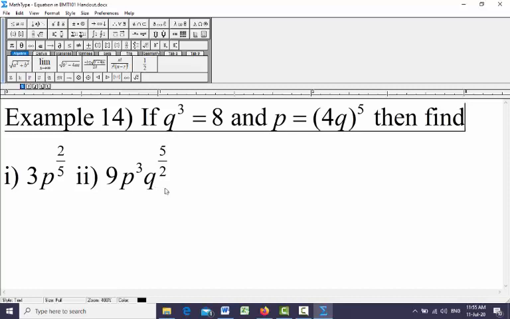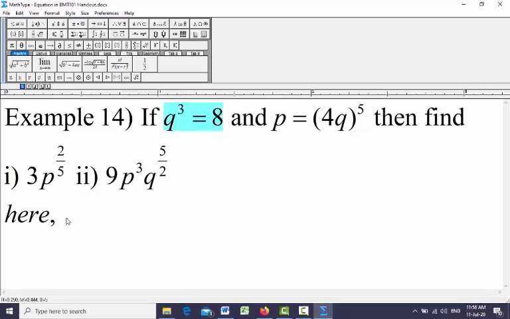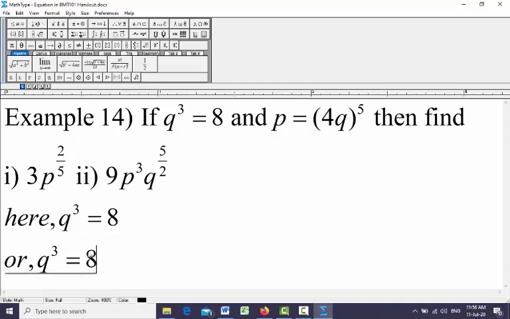Right. So first of all, here we have Q cube is equal to 8. Let us first find out the value of Q. Here we have Q cube and 8. Instead of 8 we can write 2 power 3, very easily, right?